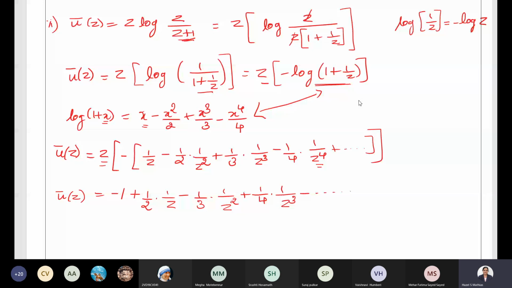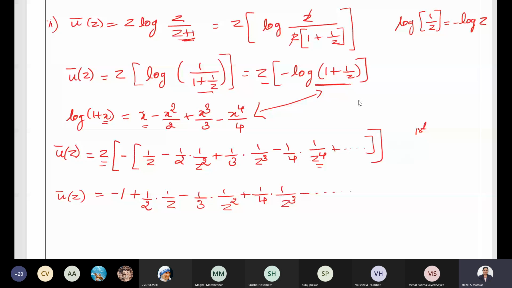Is it clear? Anybody wants me to repeat? Repeat, please, ma'am. From which step? This step? U bar of z, ma'am. This step or this step? First one or second one? Second one, ma'am. Okay.